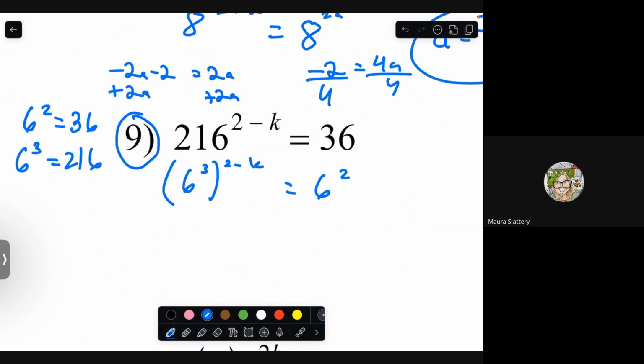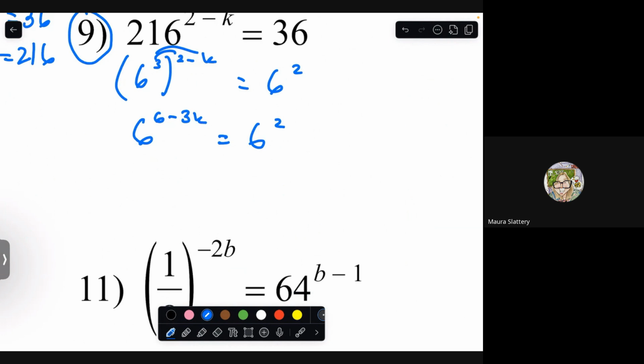So now we can go ahead and distribute this. We get 6 to the 6 minus 3k equals 6 squared. Questions on this so far? Now we've got the same base, so we can set the exponents equal to each other. So we've got 6 minus 3k equals 2.